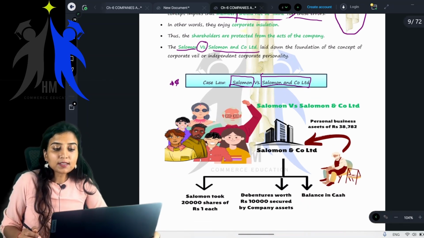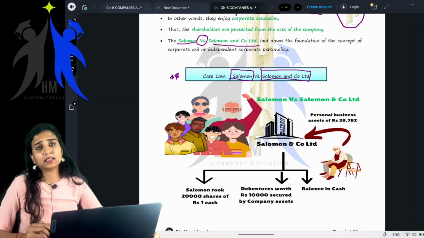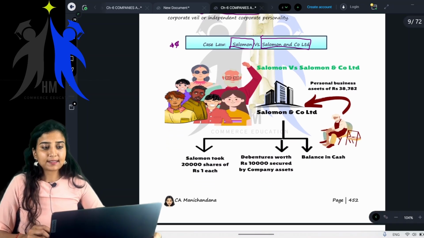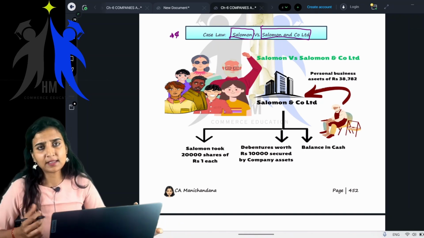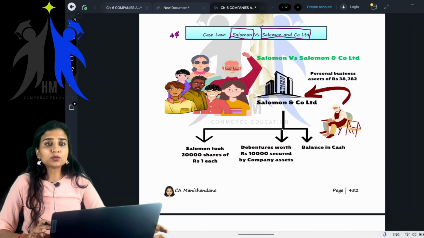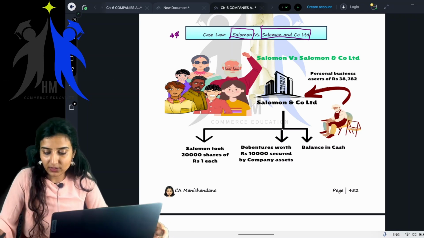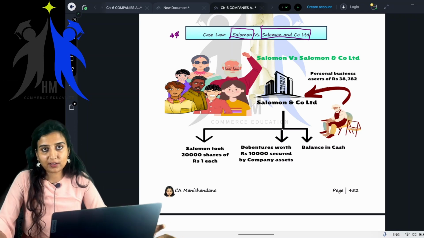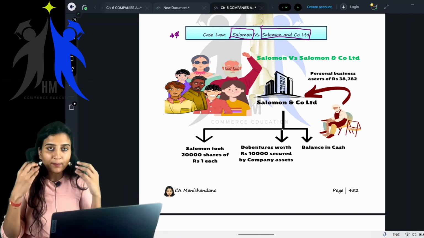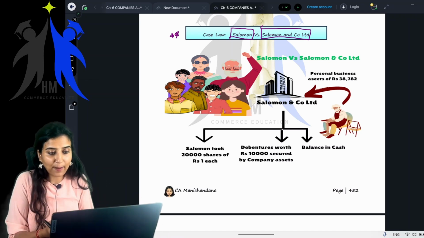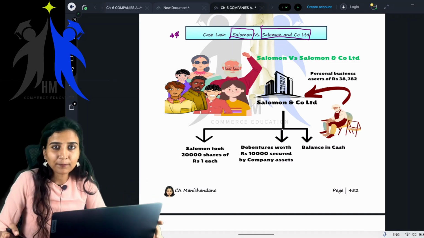See, Salomon versus Salomon and Company Limited. What happened in this particular case? Let's see the facts of the case. Very interesting. It's always nice to discuss any case law. Law is a practical subject, children. It's not theory. It always involves application of mind, what has actually happened, how the cases have been dealt with in the courts. All of this is very interesting, right?